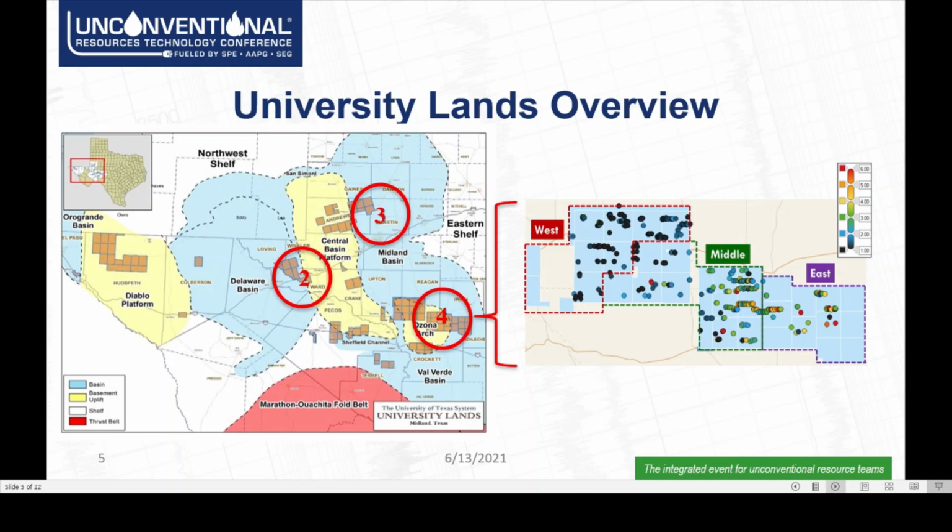Area 4 is where I want to show you that it encompasses a wide area, where we split this up into 3 sub-areas. There's the western part of Area 4, the middle part of Area 4, and the eastern part of Area 4, and they're denoted by different types of GORs.